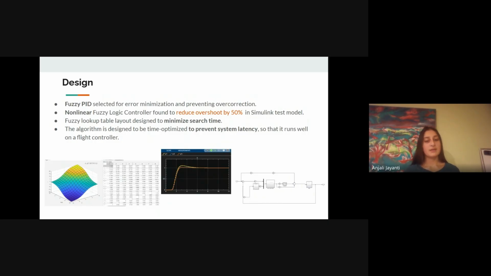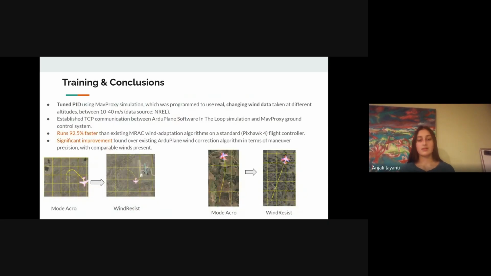Next, a fuzzy lookup table was implemented just to minimize the amount of time that the algorithm has to spend searching through it every single time. The PID was tuned and values were found for it using the math proxy simulation. The math proxy simulation simulated wind through wind data taken at different altitudes, constantly changing, found in a real location.